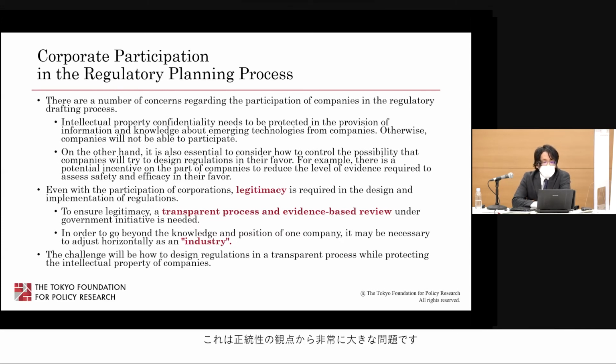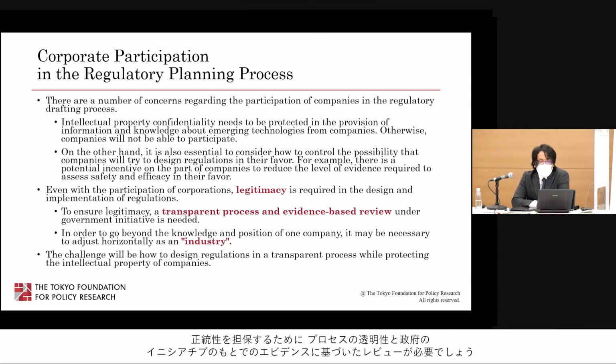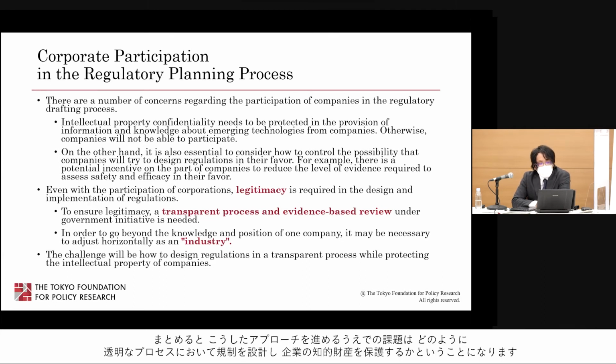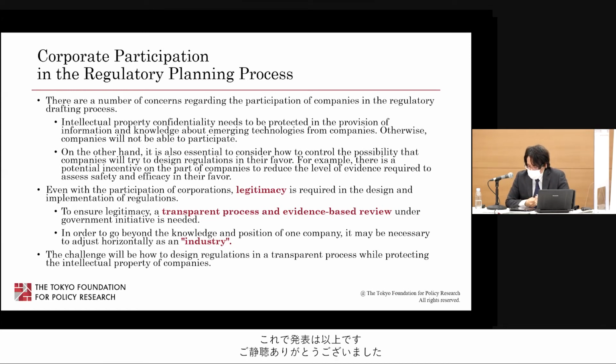This is a very big problem for the legitimacy aspect. Even with the participation of corporations, legitimacy is required in the design and implementation of regulations. So to ensure legitimacy, a transparent process, evidence-based review and government initiative are needed. In order to go beyond the knowledge or position of one company, it may be necessary to adjust horizontally as an industry. The challenge will be how to design regulation in a transparent process while protecting the intellectual property of companies. Okay, so this is the end of my presentation. Thank you very much for your kind attention.